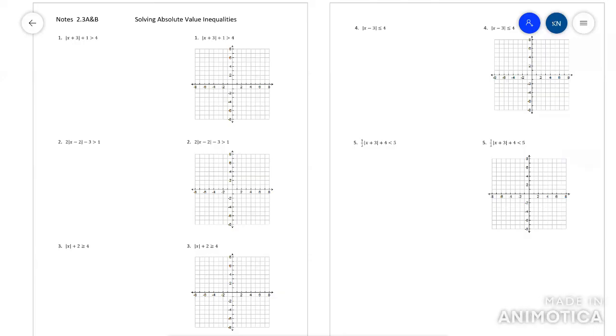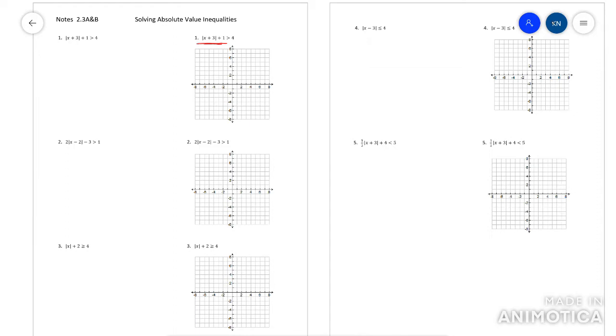This video is going to go over solving absolute value inequalities either algebraically or graphically. So let's go ahead and get started. We'll do graphically first on these, and then we'll do algebraically. So graphically, just be able to graph this line as is, absolute value of x plus 3, plus 1.